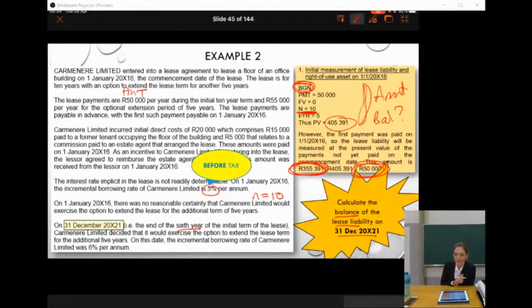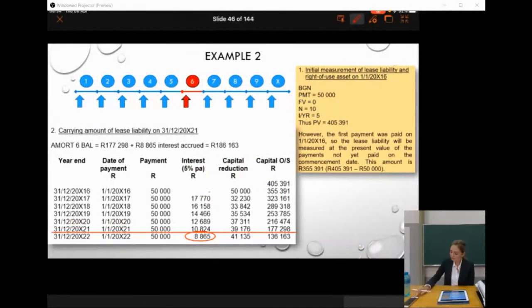Okay. But why I'm asking you to calculate this is because it's so tricky, because it's payable in advance. So let's look at that calculation of the balance of the lease liability before the remeasurement. The trick here is to remember, so the balance is 186,163. So I caught you out.